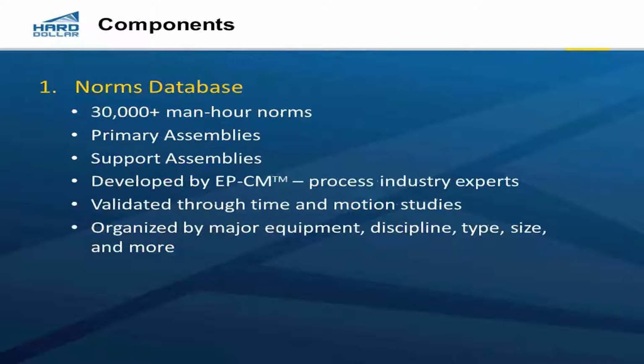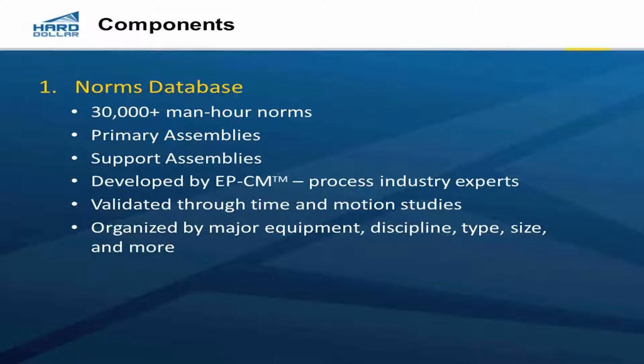The norms database itself, as we talked about, has 30,000 plus norms in it. When we talk about a norm, we're talking about a combination of various factors that create a distinct operation. As we get into it, you'll see that a norm is relevant to a particular piece of equipment, whether it's a heater, an exchanger, a vessel, whatever it is, that's the equipment. And then you're going to have other distinguishing characteristics. What's the size of it? What are we doing?